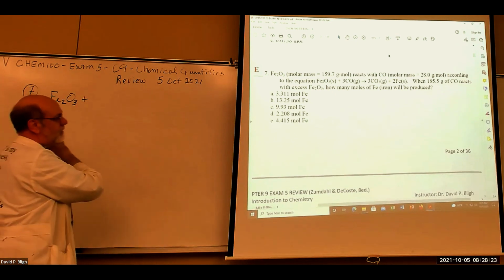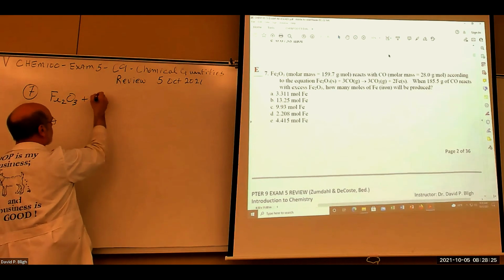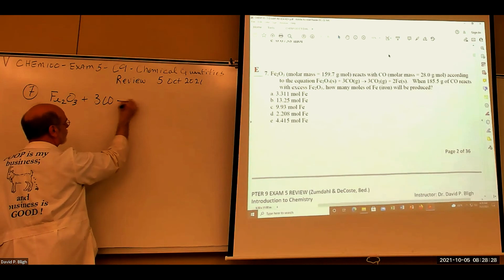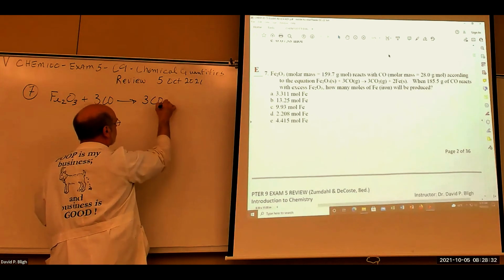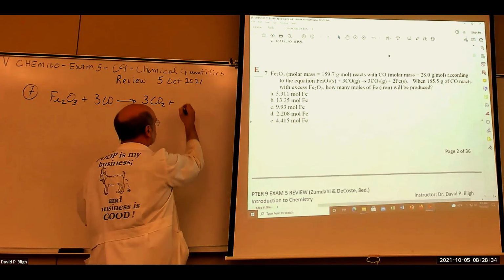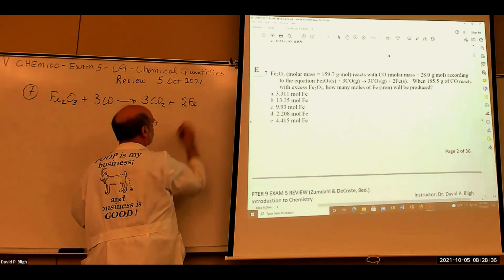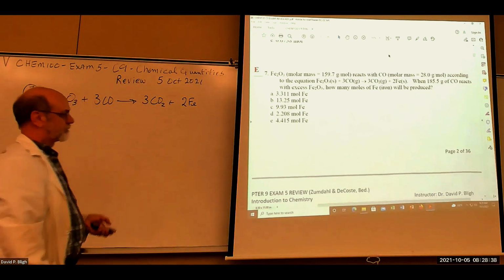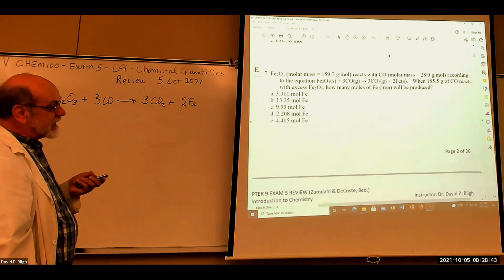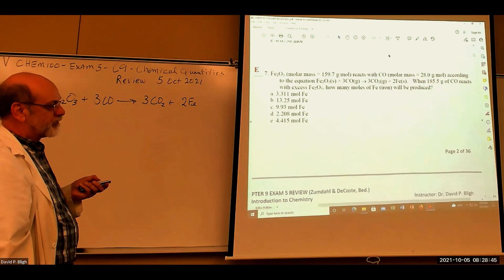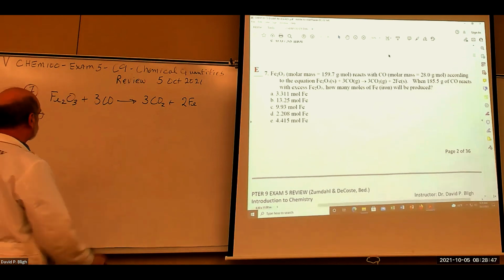Fe2O3 plus 3 carbon monoxide yields 3 carbon dioxide plus 2 iron. All right, so we're given 185.5 grams of carbon monoxide.